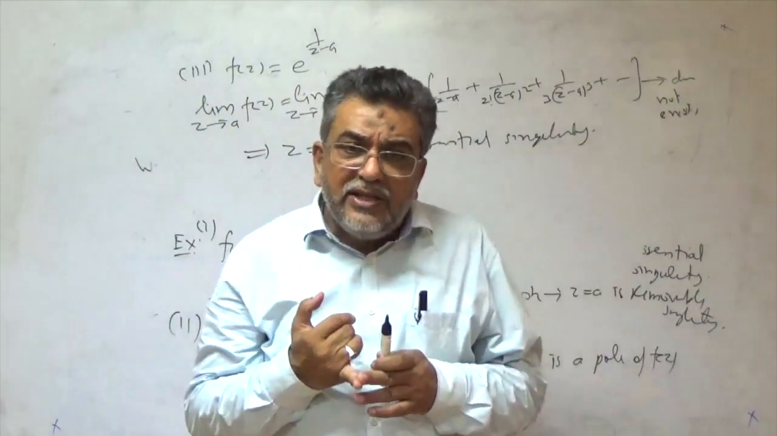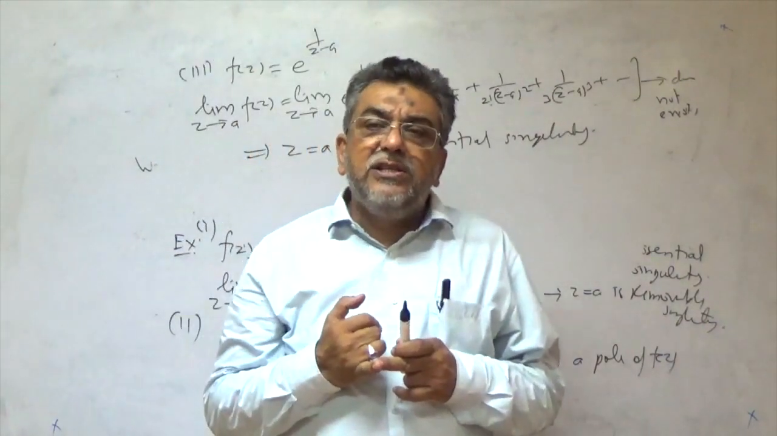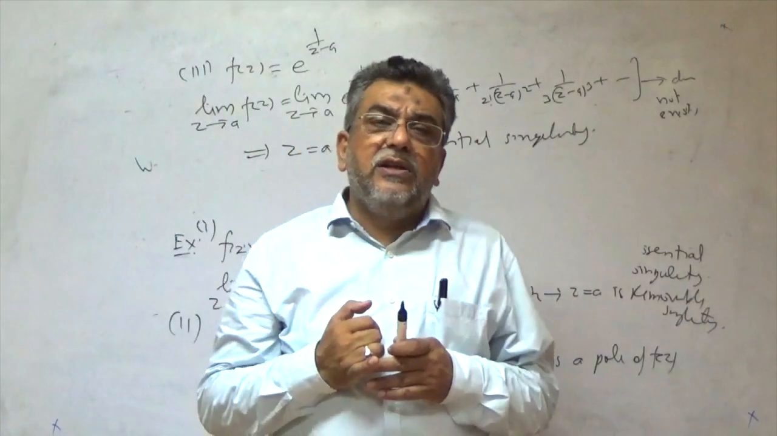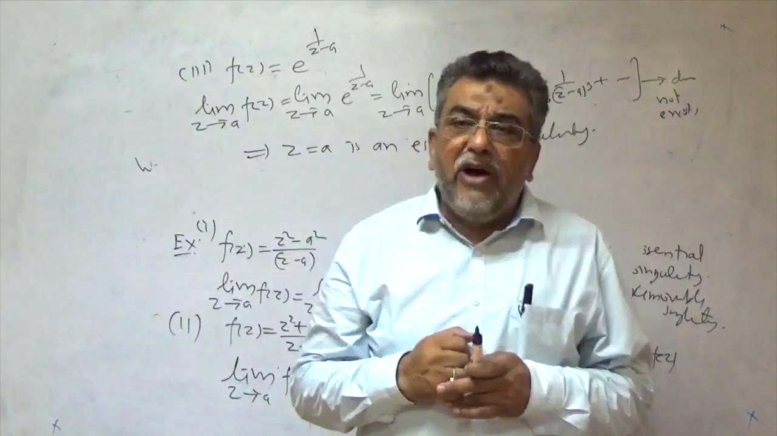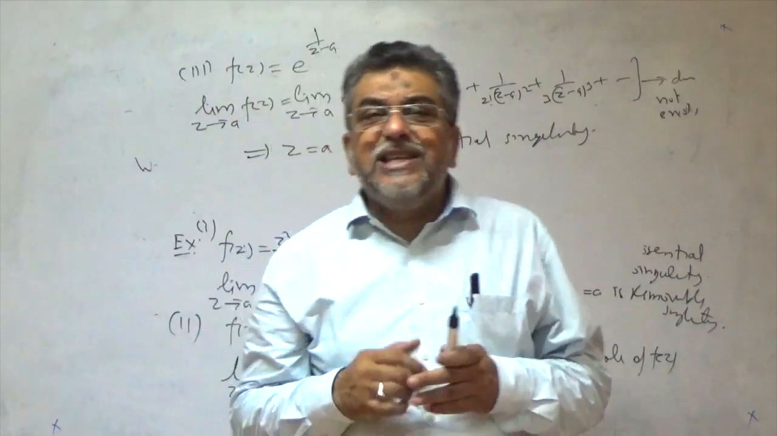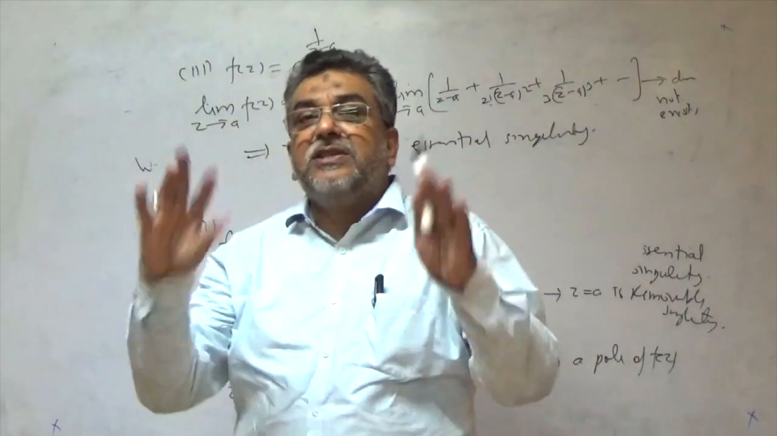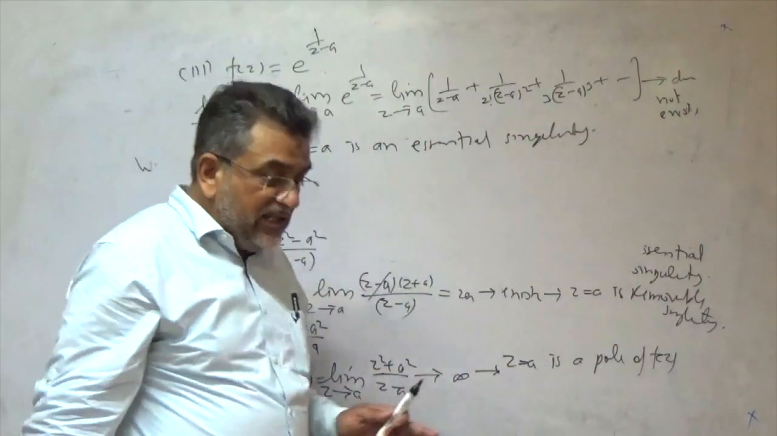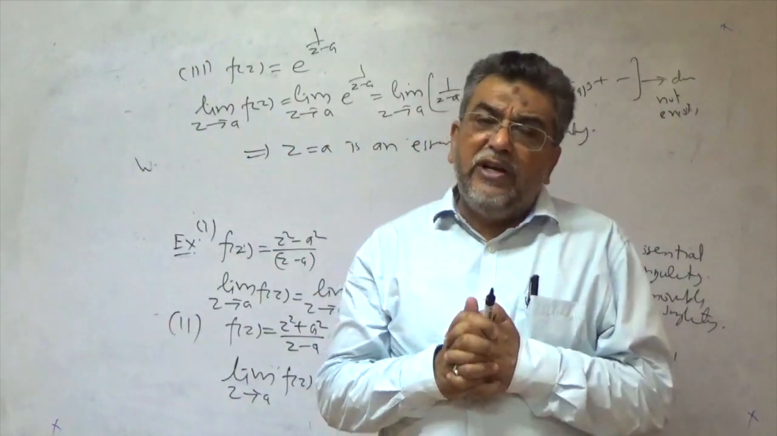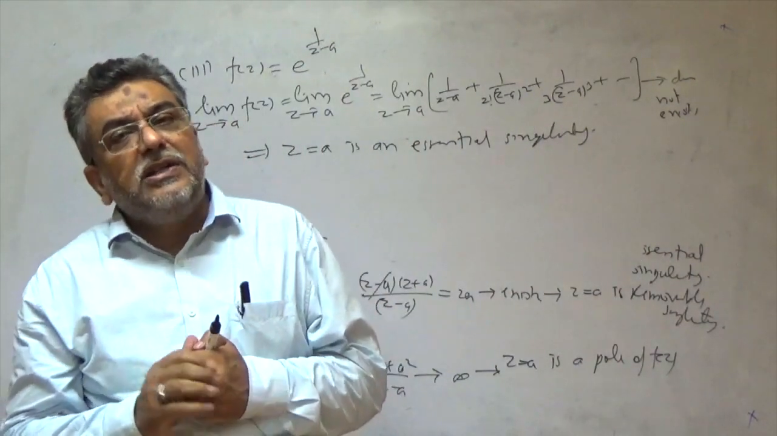If the limit exists, meaning the value is well defined and finite, then we say that this is a removable singularity. If the limit tends to infinity, then we say that this is a pole. If the limit does not exist, then we say that this is an essential singularity. That means this is a very easy method to find the type of singularity, because in one calculation you know what the type is.